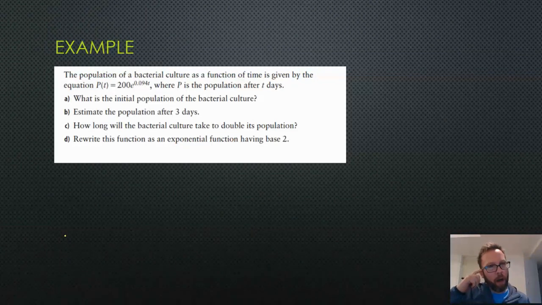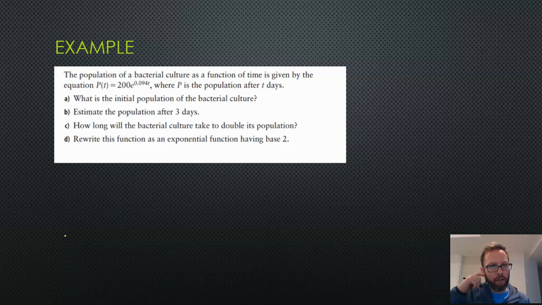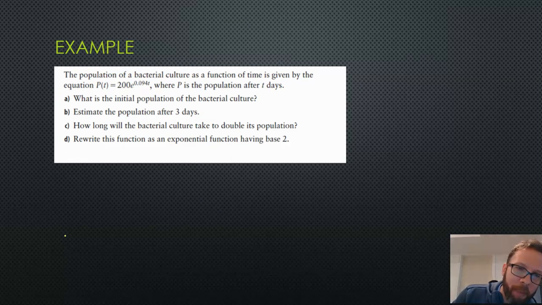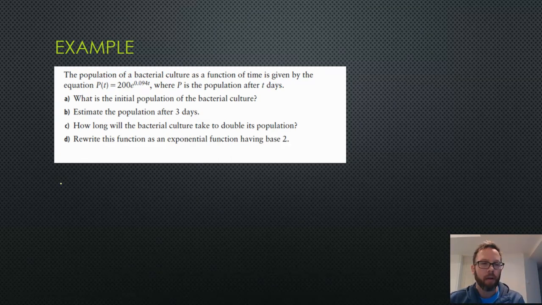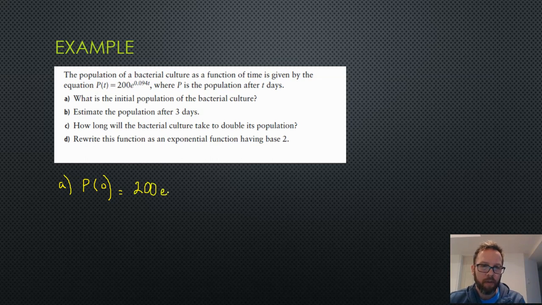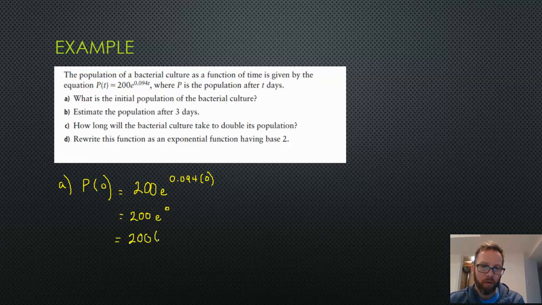Here we have a population of bacteria. It's increasing as a function of time, and you have the equation there: P equals 200 times e to the power of 0.094t, where P is the population after t days. Let's do part A. We might do parts A, B, and C on this slide. Part A, the initial population: we're looking for P at 0. So we have 200 times e to the power of 0.094 times 0. That's 200 times e to the power of 0, which of course is just 1. So we get 200 times 1, 200 bacteria.